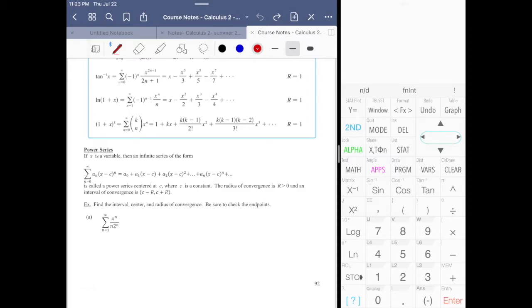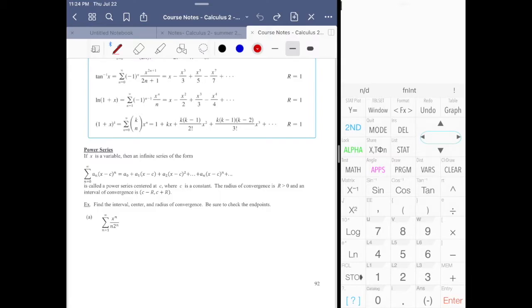That's going to lead us into the concept of a power series. So a little blurb here. If x is a variable, then an infinite series of the form coefficient times a binomial to a power, much like you would see for a Taylor series, and that expansion is known as a power series, where c is a constant, but that c is what it's centered at. C for center, C for constant.